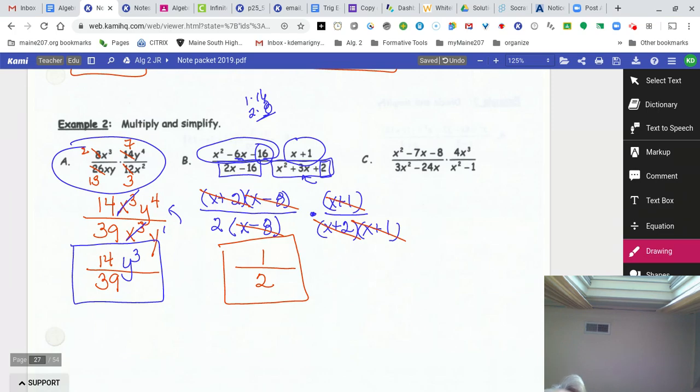All right, let's go to the last one, letter C. Okay, so let's go to this top one, and let's factor that. So to factor it, I need 2 parentheses. I need an x and an x. My signs are plus and minus. I need a product of 8 that adds up to be 7. So we're going to go with 8 times 1, but I need a negative 7. So I need a negative 8 and a positive 1.